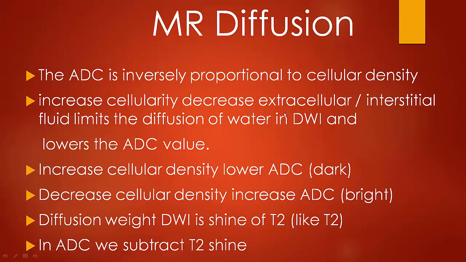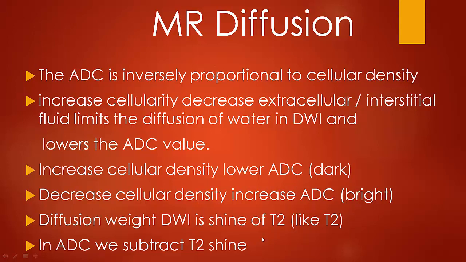Increased cellular density decreases extracellular interstitial fluid, limits the diffusion of water in diffusion weighted imaging, and lowers the ADC value. So, increased cellular density, lower ADC value; it makes it dark. Decreased cellular density increases ADC value; it makes it bright.